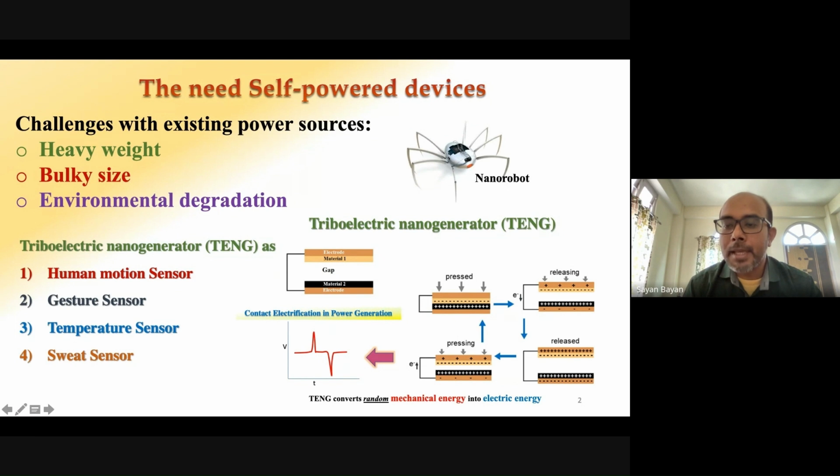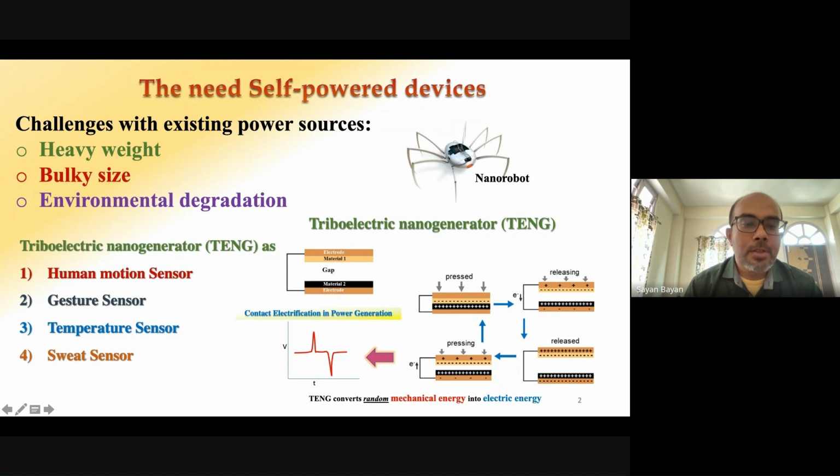And once the two layers are separated, there is a formation of electrical potential. Because of this electrical potential, there will be a flow of current. Once they are completely released, they are in the equilibrium position, all the charges are compensated, so there will be no flow of electrons. And once you press it again, there will be a reverse potential, and because of the reverse potential, there will be a backflow of electrons. That's why you have one upper peak and one lower peak in the electrical output, whether it is voltage or current.